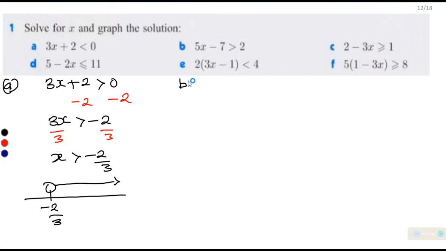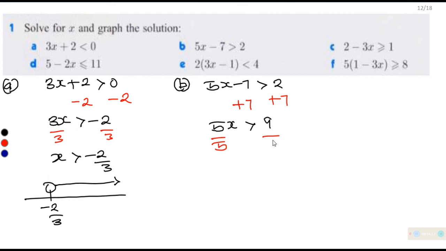For b, we have 5x minus 7 is greater than 2. First of all, we add 7 to both sides, and this gives us 5x greater than 2 plus 7, which is 9. And then we divide both sides by 5, so that will give us x is greater than 9 over 5.